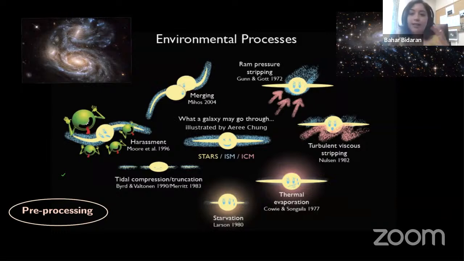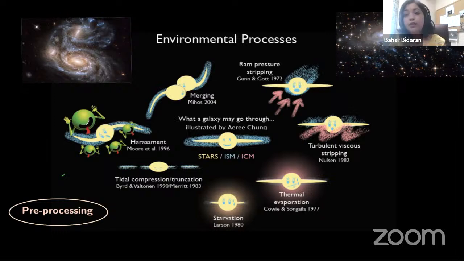In order to summarize and give you a picture of what I mean by environmental effects, I shall present this beautifully illustrated plot by Irie Chung. So here there are different environmental processes that a galaxy would experience going to a high density region like a cluster or group. You may be familiar with some of them. For instance, ram pressure stripping is one of the most famous ones. It's the act of removing gas from the galaxy as it goes through the intracluster medium of a cluster or a galaxy group, the intergalactic medium.